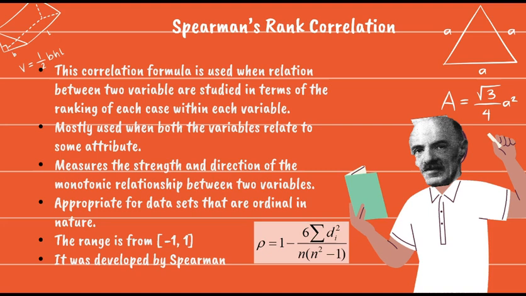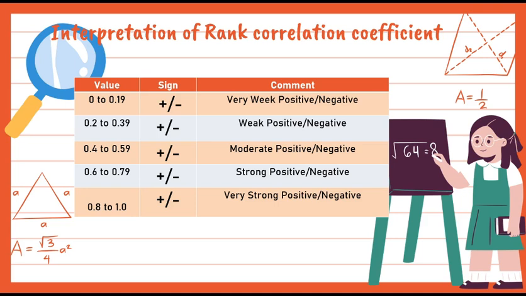So the formula for this correlation coefficient is given by 1 minus 6 summation di square divided by n into n square minus 1. Di is the difference of ranks. We will see it later on. N is the number of pairs. Other things you understand. We'll look into di and find out what is di square.